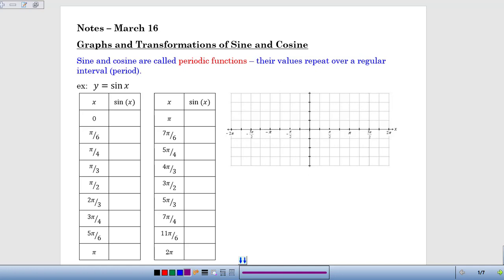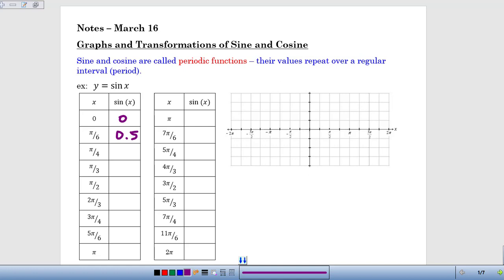So either from the unit circle or by typing it into our calculator, we know that the sine of 0 is 0. If we look at the y coordinate at 0 on our unit circle, it's 0. Type it in, it's 0. Pi over 6. The sine of pi over 6 is 1/2, or 0.5. We'll stay with decimals here. And so as we go, we can go ahead and plot these points on the coordinate plane.